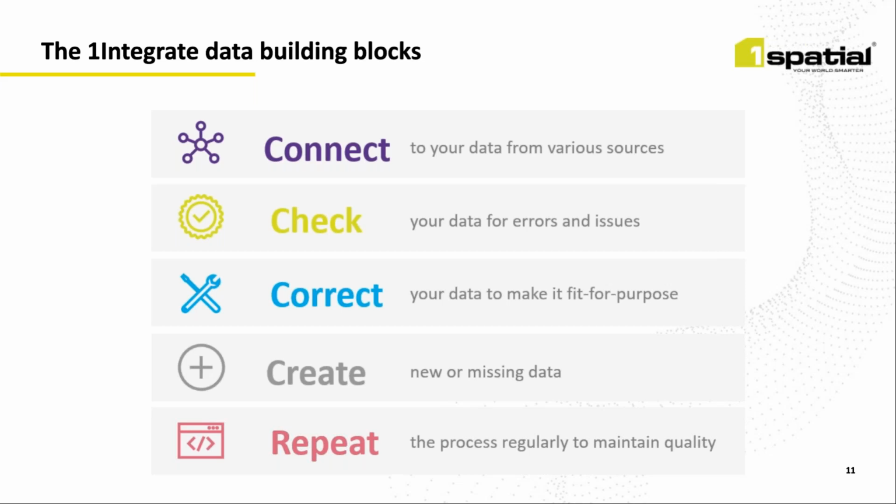And then, as I say, we can correct that data. So if we find errors or issues within your data, 1Integrate can also correct those automatically. We can then also create new or indeed missing data. So that might be something as simple as adding a missing value into a particular column, but it might also be generating a whole new object within our data set.